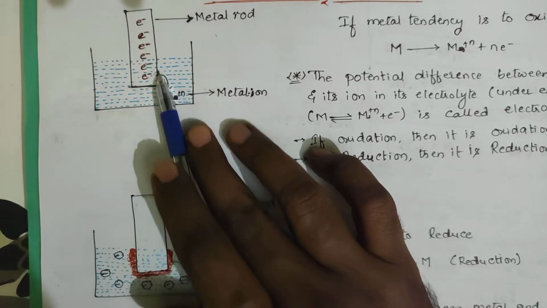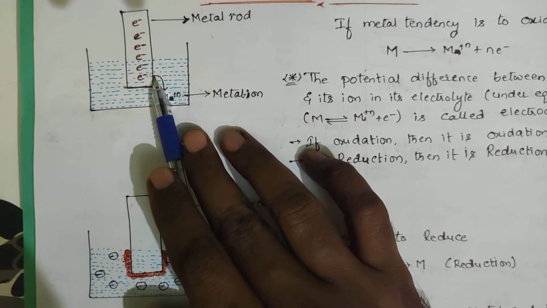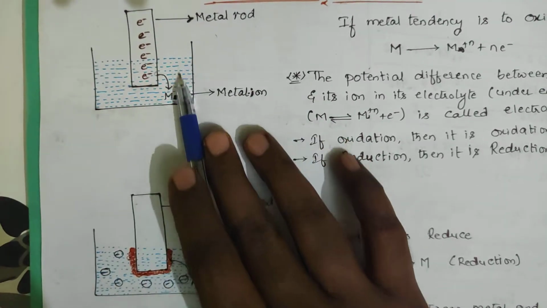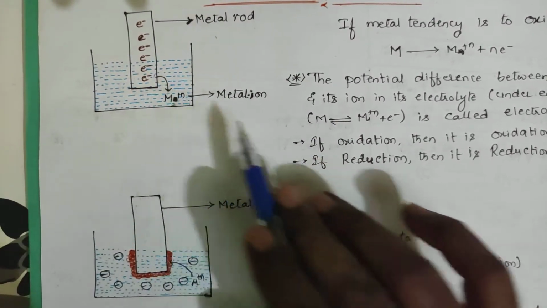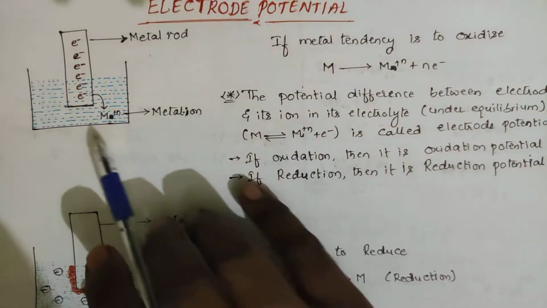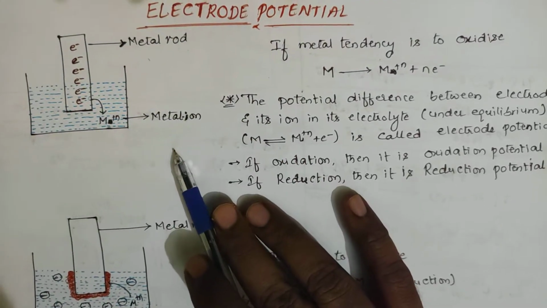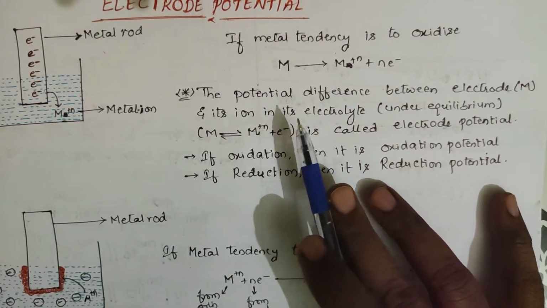So at this border between the rod and the solution, there will be some potential difference, because this is negative and this is positive. That potential difference between the rod and its constituent solution is called the electrode potential. So in the form of a definition, it has been mentioned in this way.